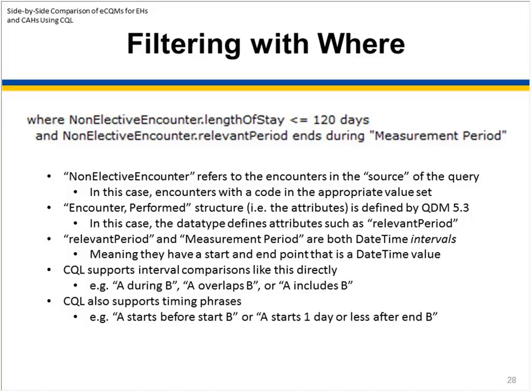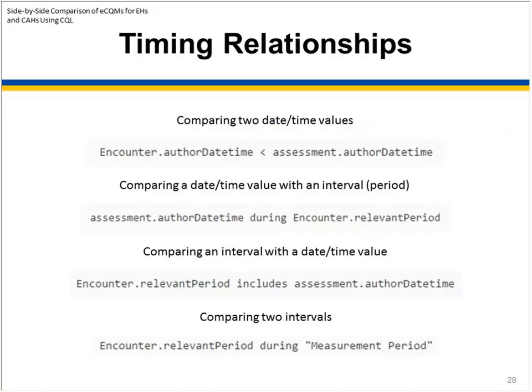So digging in, the types of timing relationships, you can compare just two date-time values, just like you'd expect. So you can say, is the author date time of the encounter less than the author date time of the assessment? Or you can compare a date time value with an interval. So you can say, is that author date time during the relevant period? You can compare an interval with a date time. So you can ask if the relevant period includes the author date time. And you can compare two intervals directly. And you'll see all of these types of comparisons.